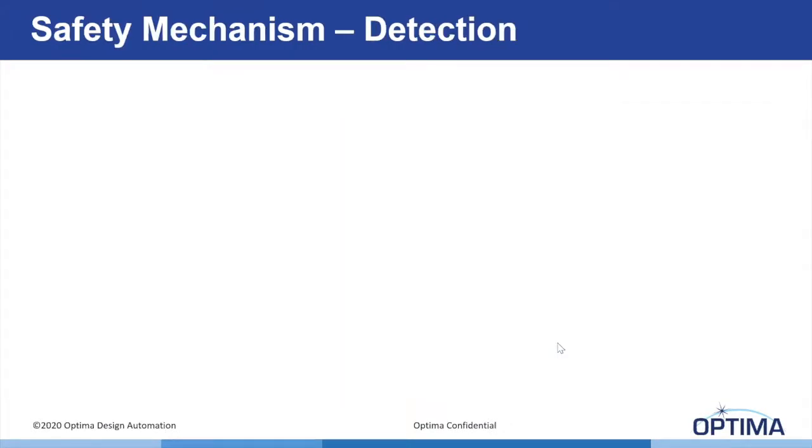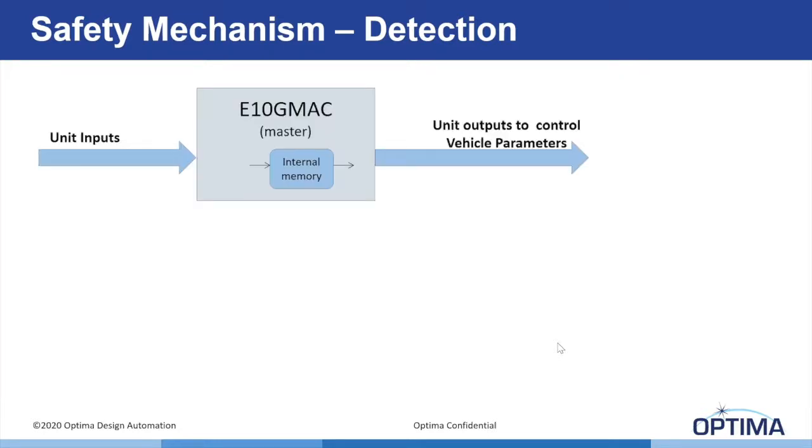So let's also focus on what a safety mechanism is. This is the new term which we have learned. A safety mechanism can be used for detection, mitigation, or detection and mitigation. So here we see how we detect them. Let's consider an 8N GMAC. This is your DUT under consideration, which we call DUSA, Design Under Safety Assessment. The 8N GMAC has inputs and outputs that control the vehicle parameters. Let's say there can be faults that occur inside the GMAC.